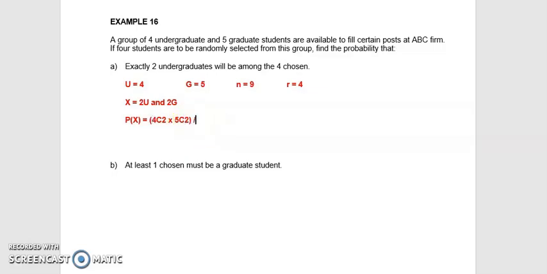So total all is 9C4. Okay, so 4 plus 5 is 9, 2 plus 2 is 4. So this one equals 0.476.